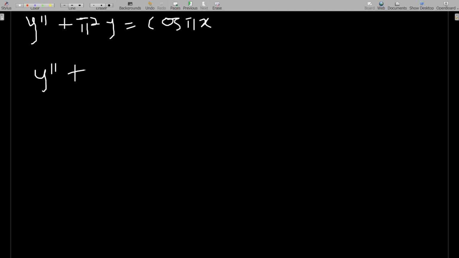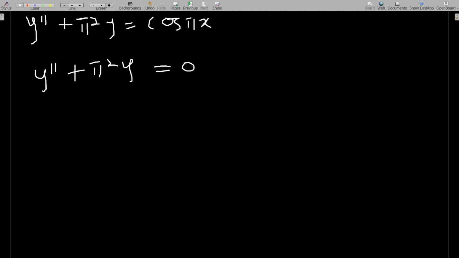We said that if you have y double prime plus pi squared y equals cos pi x, to find the Green's function, what you do is you write out the homogeneous part of this BVP, and that is y double prime plus pi squared y equals 0.